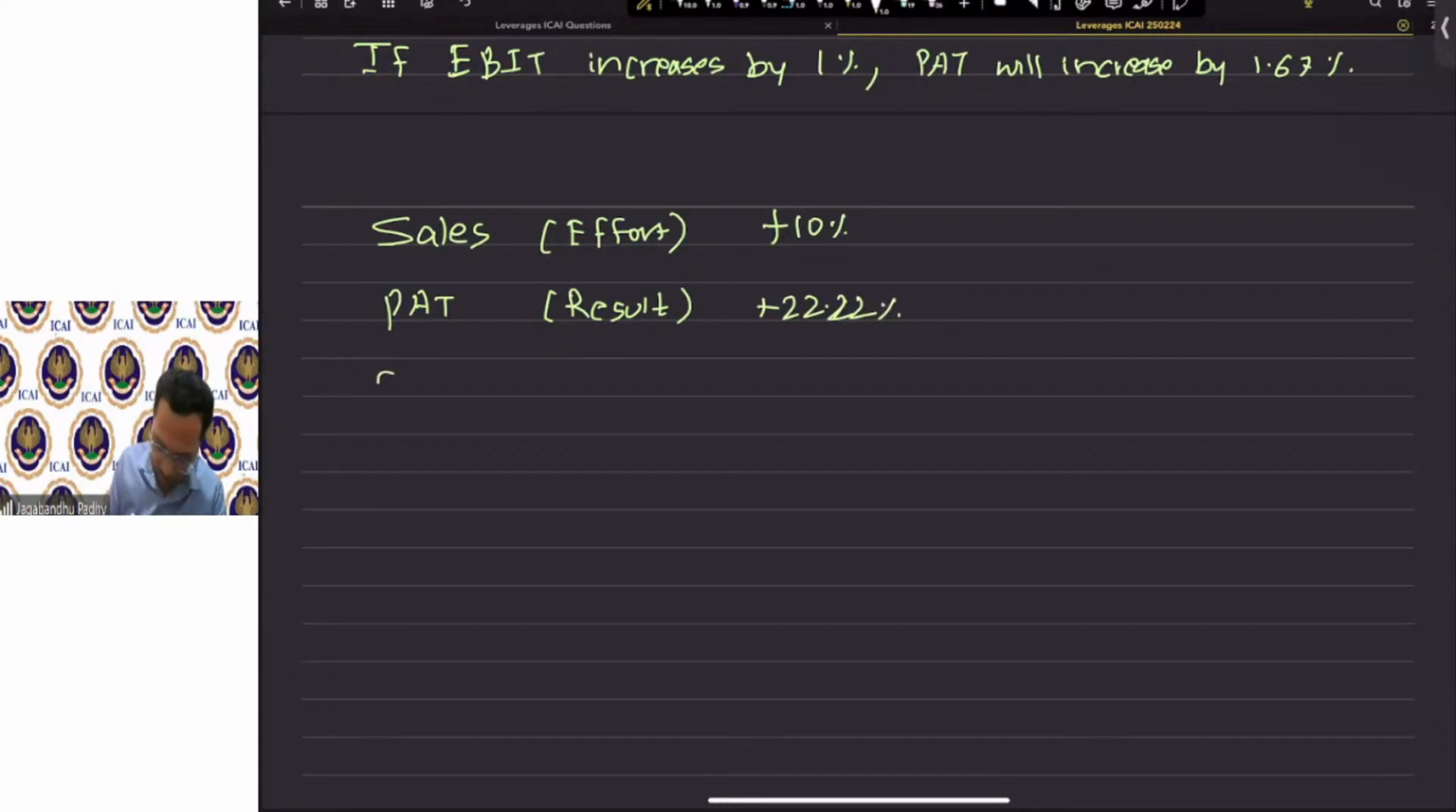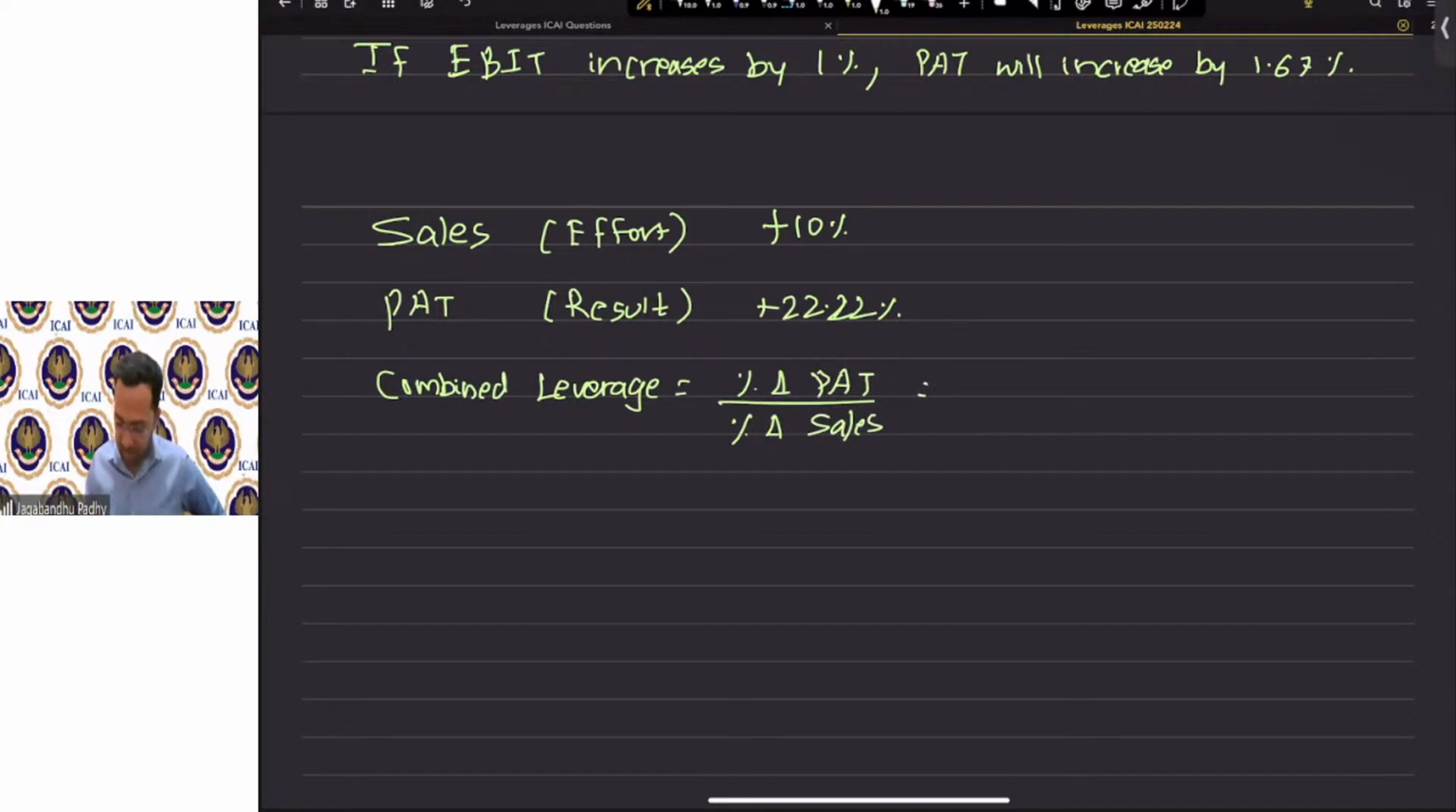So if we talk of combined leverage, it is percentage change in PAT upon percentage change in sales. Percentage change in PAT is 22.22% upon 10%. That amounts to 2.22 times. Right? So it is 2.22 times.